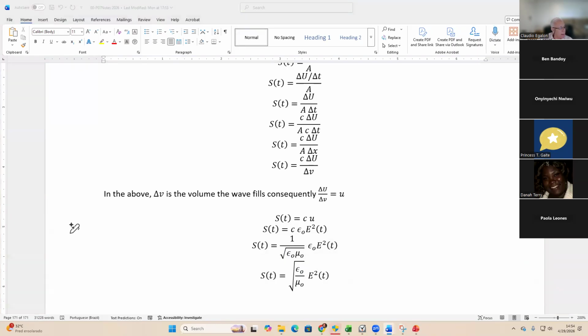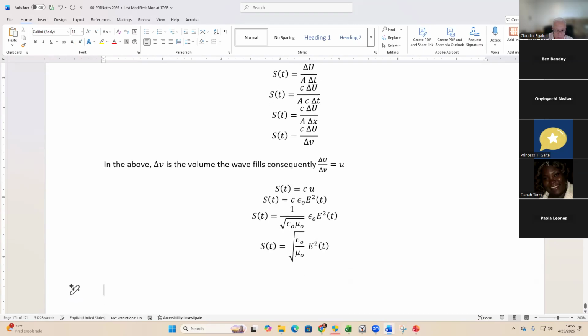In terms of the magnetic field, that's one way. You can write it either this way or this way, whatever you prefer. For the magnetic field, I'm just going to give you the final answer, and it is given by something like that: c over mu naught times B squared.